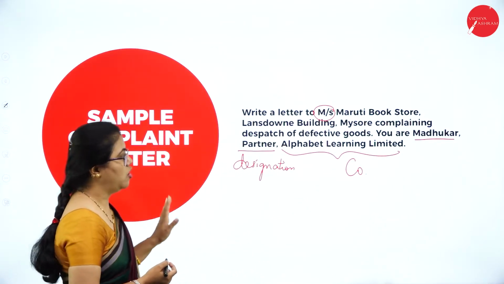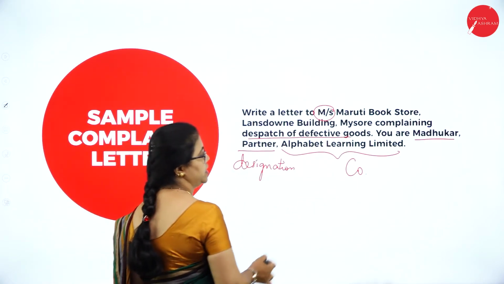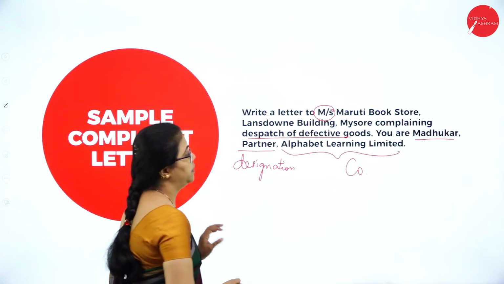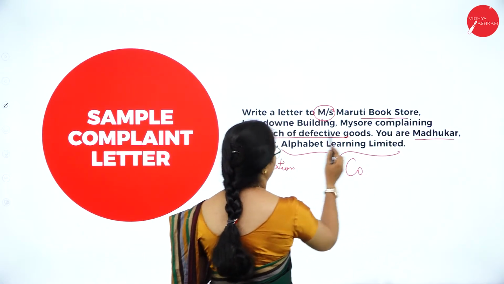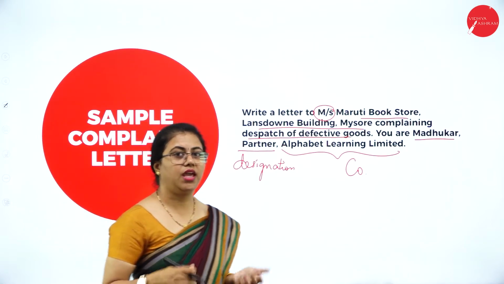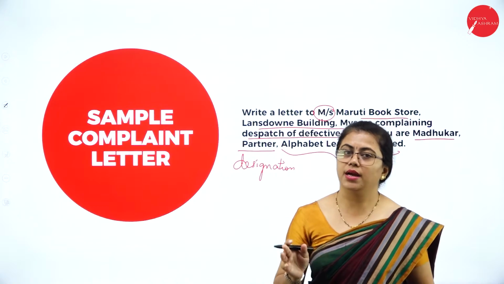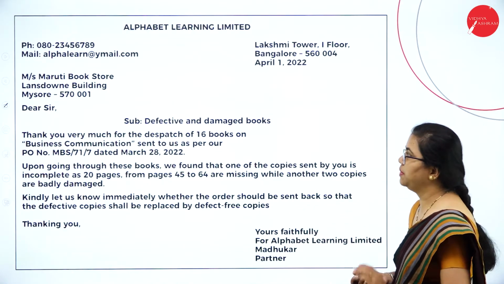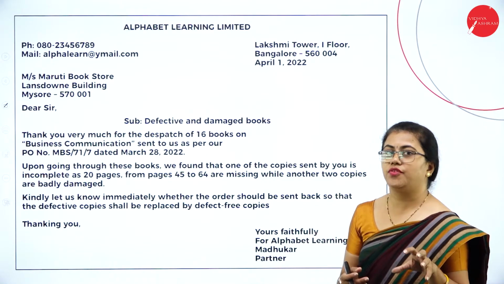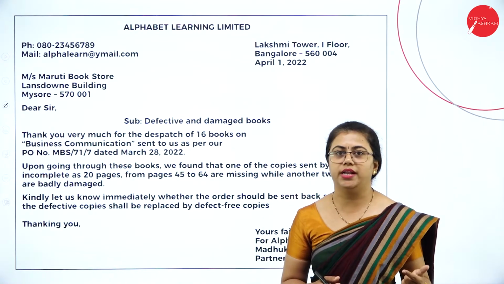So now you have all the details. You have the cause also. Dispatch of defective goods is the cause. And the person who has supplied is Maruti Bookstore, Lansdowne Building, Mysore. So this way you have to write a letter. So we'll look at the sample complaint letter written by these people. Here it starts from the name of the company. So what did you see? It was Mr. Madhukar who had to write the letter.